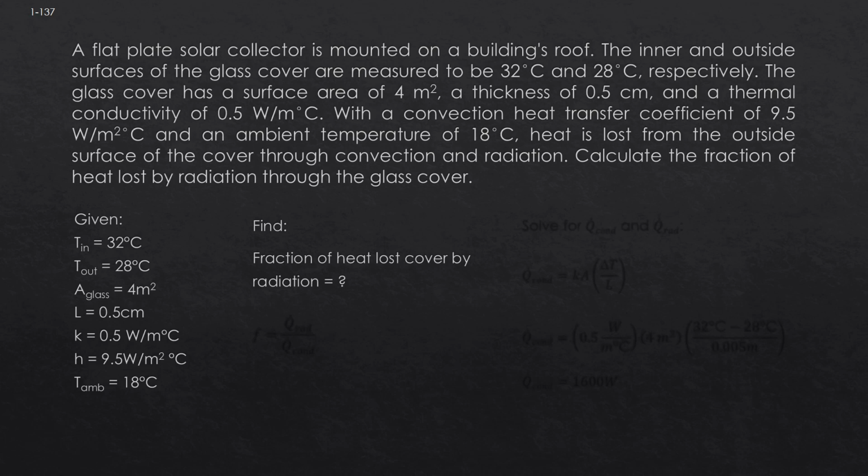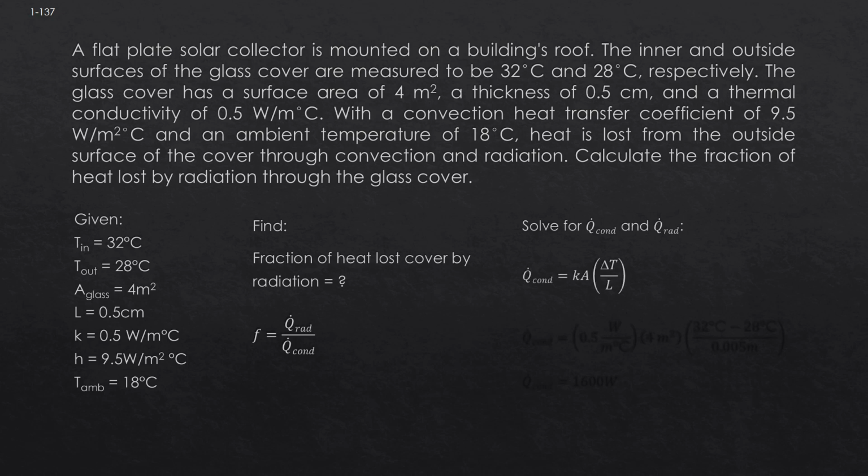Fraction of heat lost is given by the equation F equals Q dot rad over Q dot conduction, where Q dot rad is the rate of radiation heat transfer and Q dot conduction is the rate of conduction heat transfer. So in order to find the value of the fraction of heat lost, we will first need to find the values of the rate of radiation and conduction heat transfer.